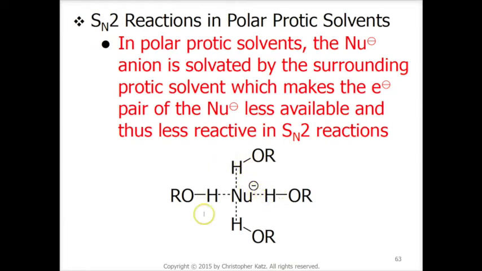So these partial positives will sort of surround that nucleophile and say, hey, I imagine that this is ethanol. Hey, you want a drink? Want a drink? It's offering it drinks. It's like, all right, I'll have a drink. And it won't do its job because it'll be drunk with protons.